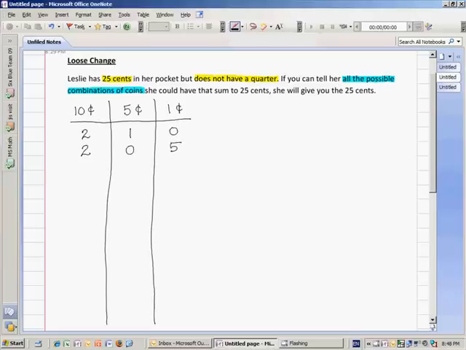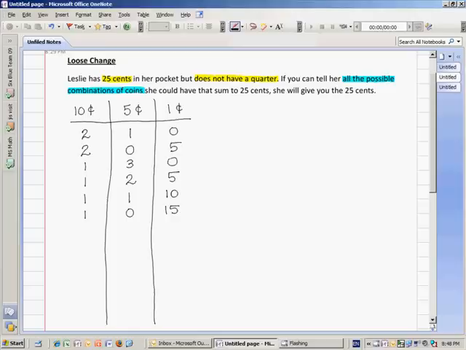We've exhausted all the possibilities with 2 dimes, so now I'm going to go to 1 dime. If she has 1 dime, which is 10 cents, the most number of nickels she could have would be 3, and that would leave 0 pennies. Again, 1 dime, 2 nickels, and 5 pennies. 1 dime, 1 nickel, and 10 pennies. 1 dime, 0 nickels, and 15 pennies.